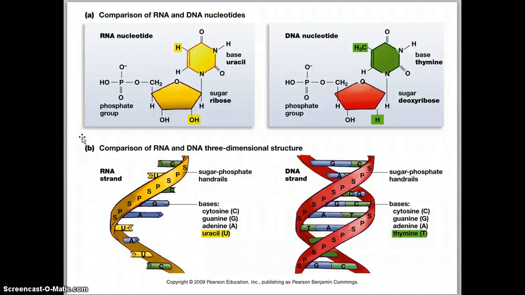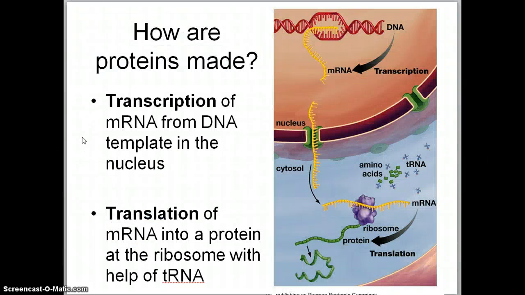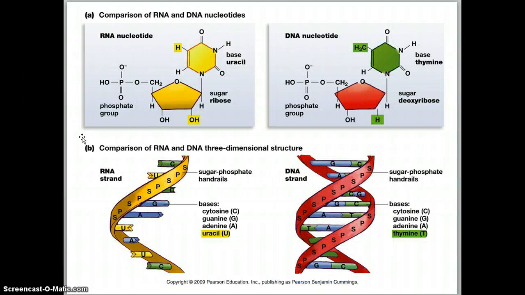Before we get going, I'm going to do a quick comparison of RNA and DNA. I mentioned a little bit about RNA and DNA here, but I want to show you what the differences are. This is where you're going to be filling in that little Venn diagram. Number one, both RNA and DNA are nucleic acids. They are made up of nucleotides. The building blocks are nucleotides.